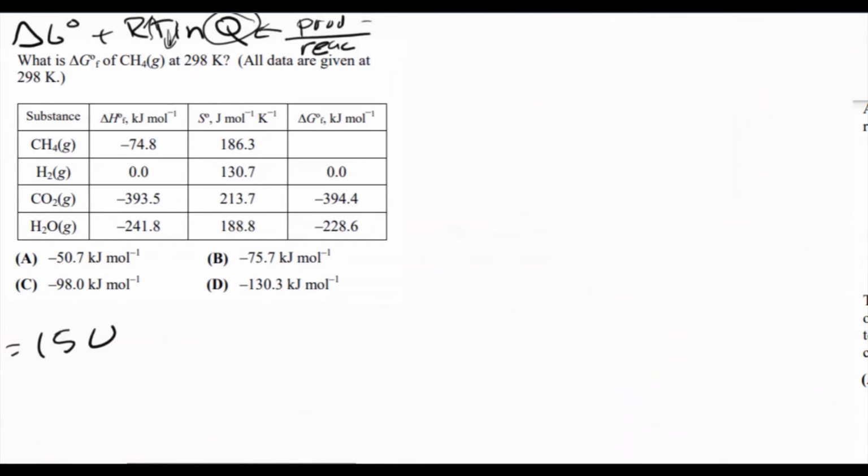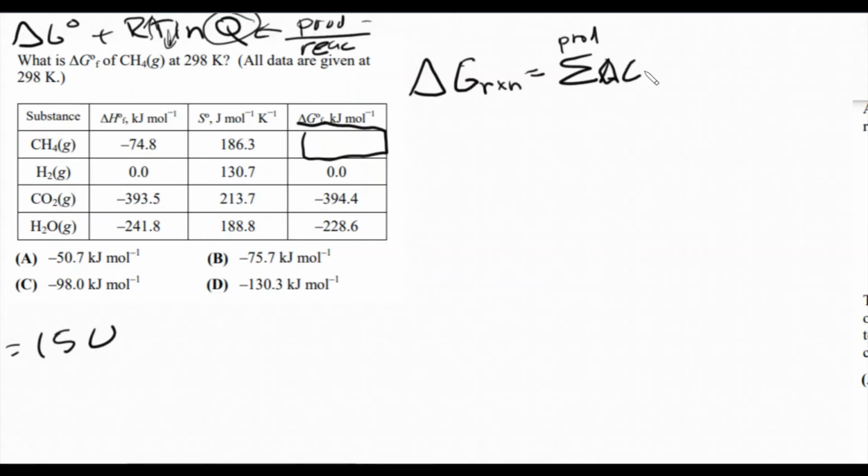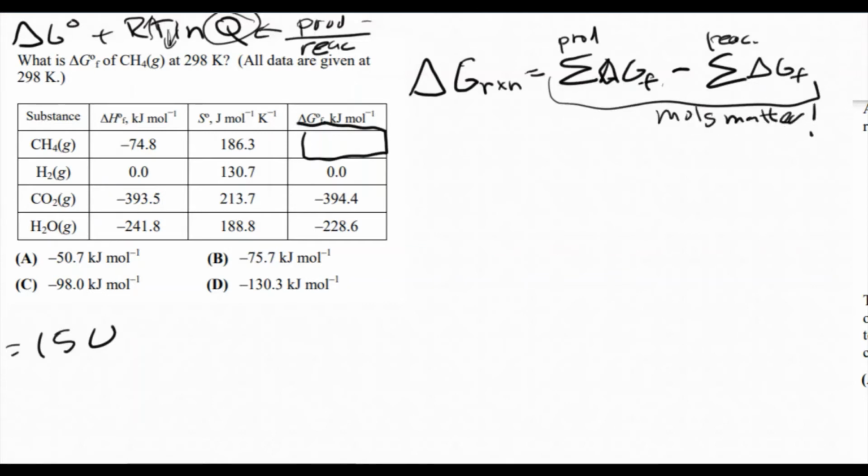Okay, so our goal is to find this missing value right here. How can we find that missing value? Well, we can use the summation formula that we know. The delta G of reaction is equal to the sum of the products of the delta G of formation for the products, which I already wrote, minus the reactants, and this is the delta G of formation. And we have to consider the amount of moles there too. Moles matter.